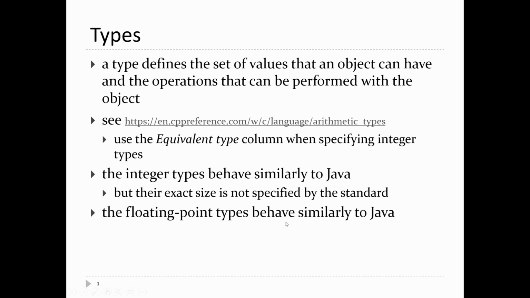The floating point types also behave similarly to Java. In C, you have the types float, double, and something called long double. A float in C is the same as the float in Java. A double in C is the same as a double in Java in most cases. On your desktop computer, it's certainly the case that they behave the same. So there's really no point in me talking about the integer and floating point types right now.